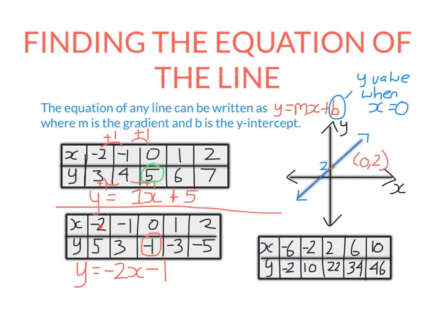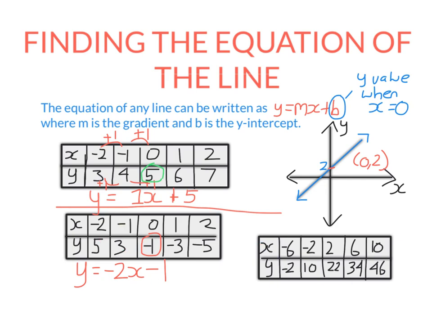So if I times x by -2 and then subtract 1, I get the y value. -2 times -1, subtract 1 gives you 1. -2 times 2, subtract 1 gives you -5. This equation tells you how to get the y value from the x value.